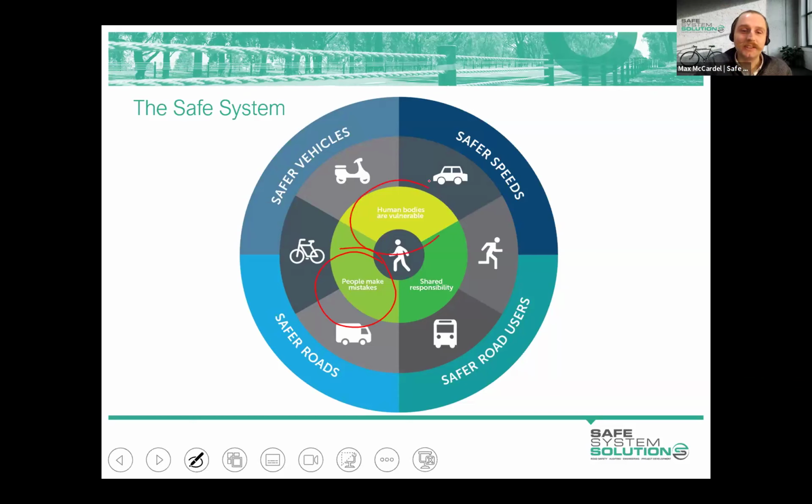Another key element is that human bodies are vulnerable. So there's only so much speed, so much force that we can withstand as humans before quite serious outcomes do occur. We need to acknowledge that during the safe system assessment process and identify mitigating measures to help reduce that as a risk.